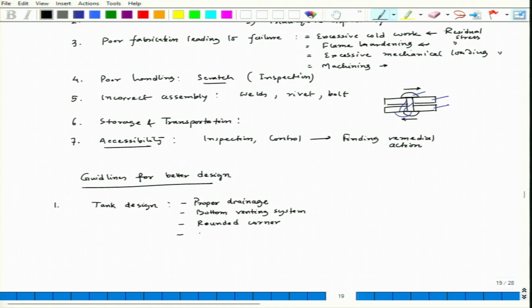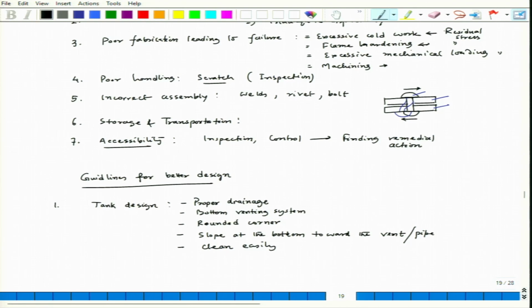Then there should be a slope at the bottom towards the vent or pipe. Okay. And another important part is we should be able to clean easily. So, cleaning is required.